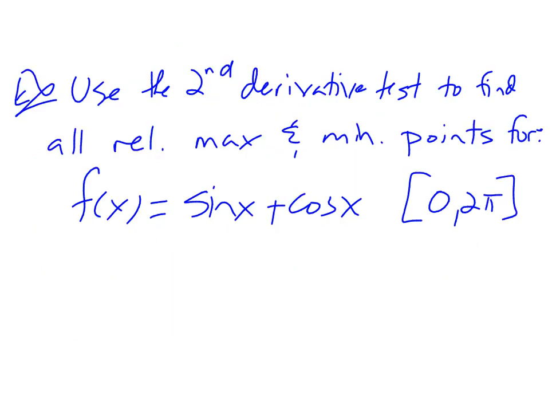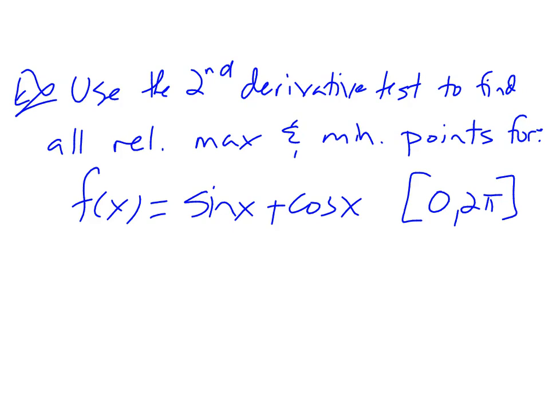Now, let's take a look at an example where we use the second derivative test. It says use the second derivative test to find all relative maximum and minimum points for the function f of x equals sine of x plus cosine of x on the interval of 0 to 2 pi. Actually, this is a takeoff of a problem that I think Rafa was asking about in class. So here we go.